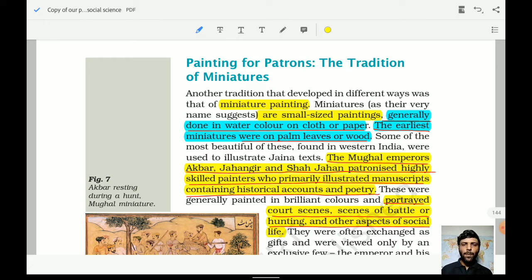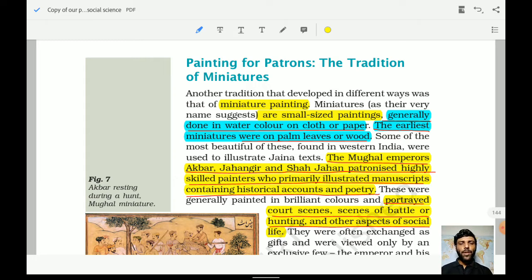The Mughal Emperors Akbar, Jahangir, and Shah Jahan patronized highly skilled painters who primarily illustrated manuscripts containing historical accounts and poetry. These rulers gave this task to the prominent painters in their reign. They depicted different types of stories and historical accounts which were written in the manuscripts, converting them into stories through miniature paintings.